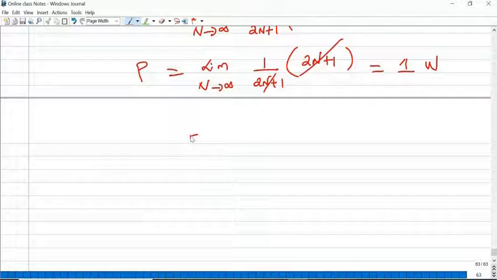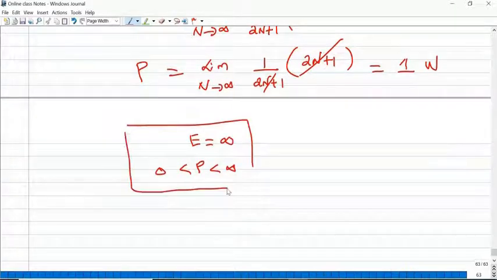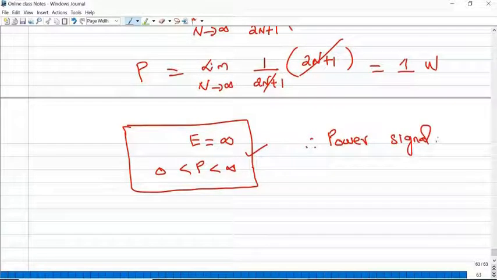Okay. So for this given signal, energy is infinite, power is finite, any value between 0 to infinity. That is, in this example, power equals 1. So for a power signal, power must be finite and energy must be infinite. Therefore, based on this answer, we identify the given signal is a power signal.